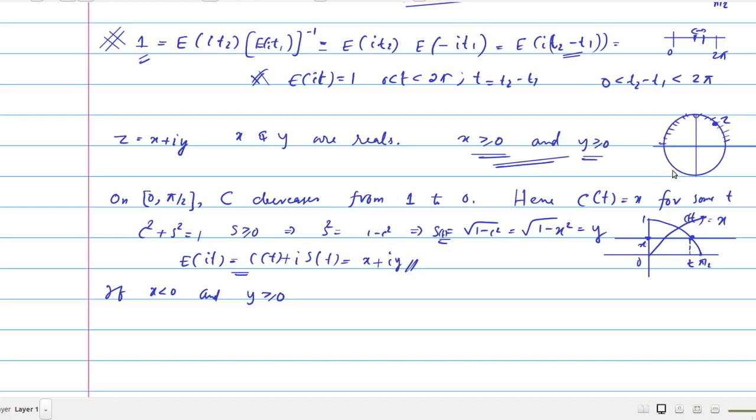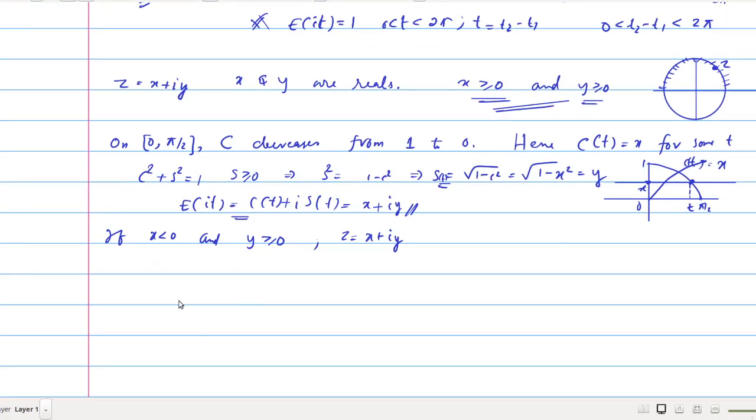Okay, when you consider this part, x is less than 0 and y is greater than 0, and we consider this is x plus iy, where x is less than 0 and y is greater than 0. In this case, we put w equal to minus iz. Then what will be this w? This w will be minus i times x plus iy.